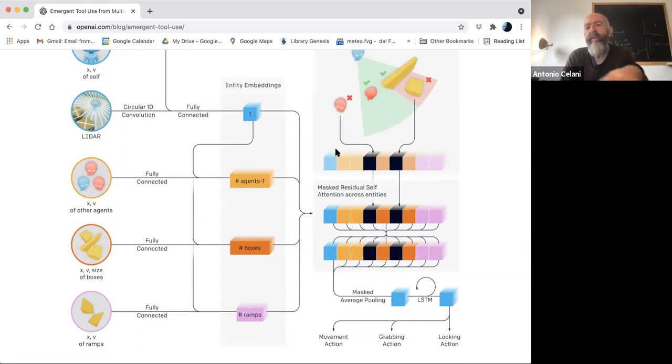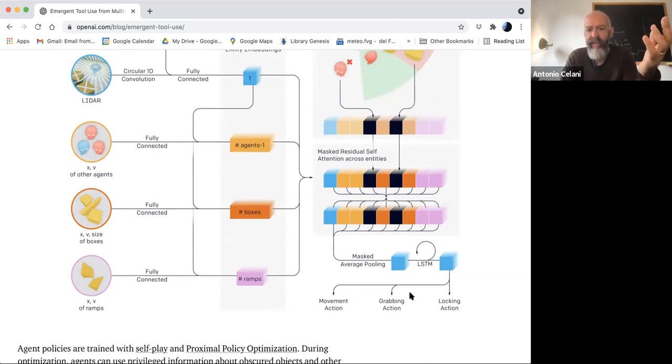Then they process it once more. They use a recurrent network at one stage to eventually produce actions. Okay, so this is a parameterization of a policy in the sense that it maps states into actions. But what happens inside here, you don't want to know.